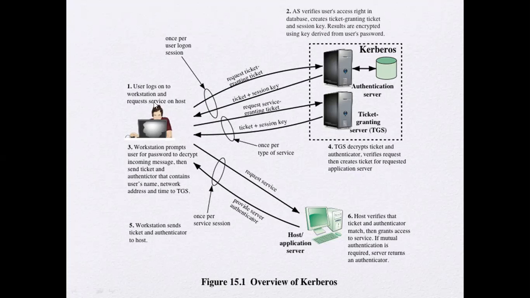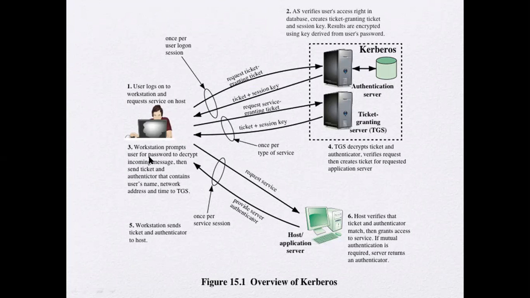There are 6 steps involved in Kerberos version 4, showing how they get a service. Initially, the first step: users log on to the workstation and request service on the host. Next, the second step: the authentication server, AS, verifies the user's access rights in the database, and creates a ticket-granting ticket and session key. The results are encrypted using a key derived from the user's password. This is the second step.